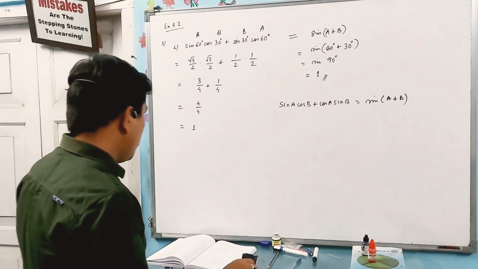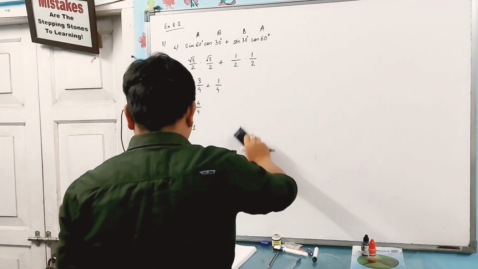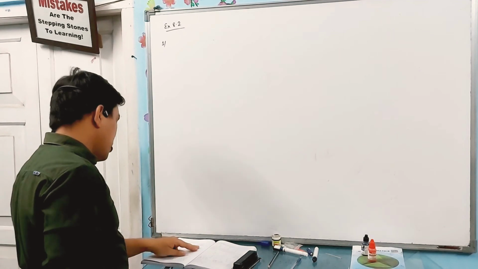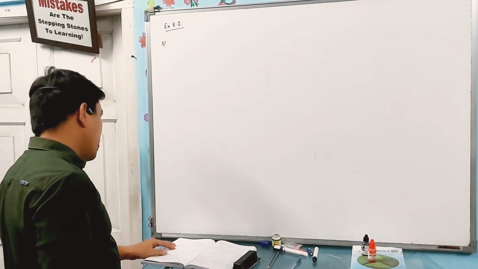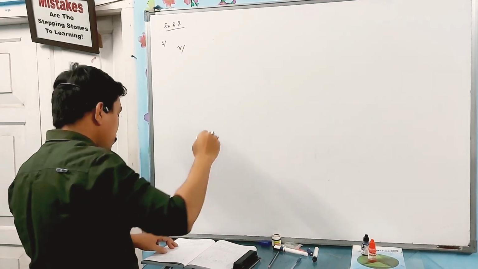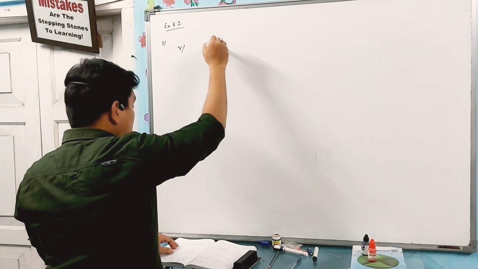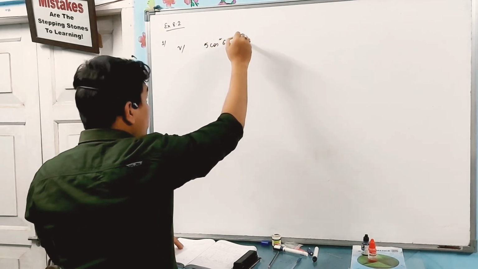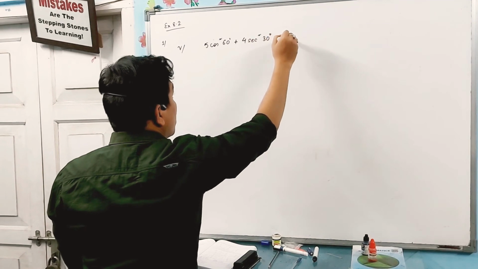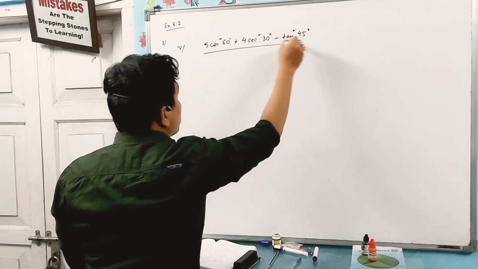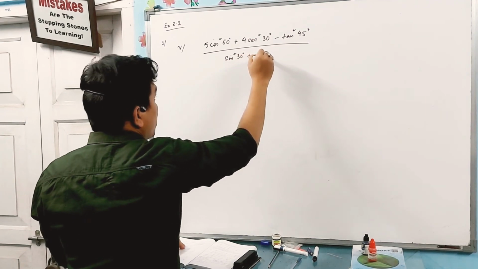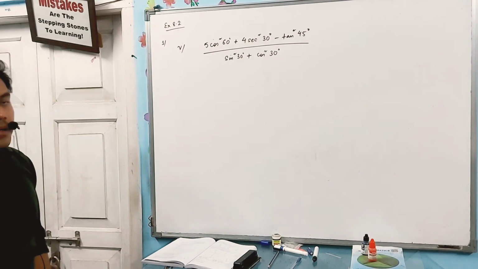Alright, so now let us do the next. Let us do question number 5. The rest you try by yourself. You just have to put the values. 5 cos square 60 degree plus 4 sec square 30 degree minus tan square 45 degree, divided by sin square 30 degree plus cos square 30 degree.